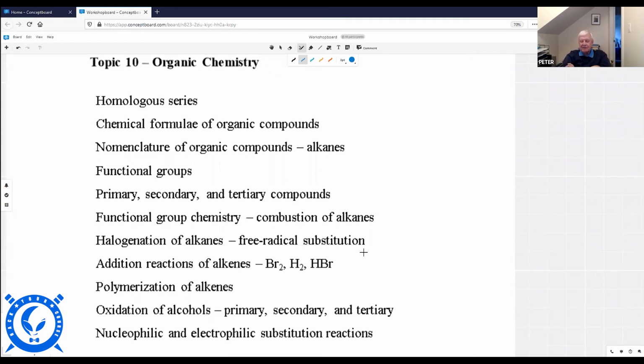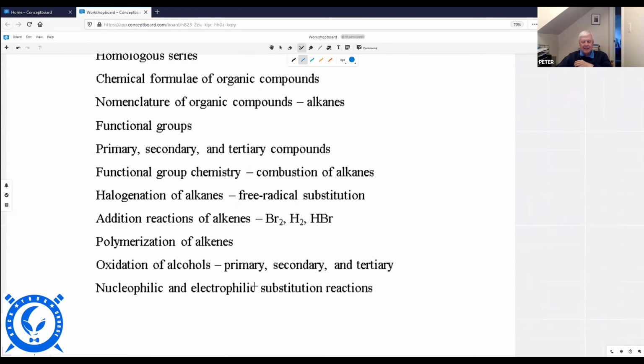You have to know the mechanism of that, in which you need light to first cleave the halogen. That then generates a halogen radical. Then there are 2 propagation steps, which keep going round and around. And then there are 3 termination steps where the radicals combine. The addition reactions of alkenes, you can have bromine or the halogens, hydrogen or hydrogen halides. You can polymerize alkenes, or you can oxidize alcohols, and the products that you get will be dependent upon whether you have a primary, a secondary, or a tertiary alcohol. And we'll see that. Or you can have nucleophilic and electrophilic substitution reactions.